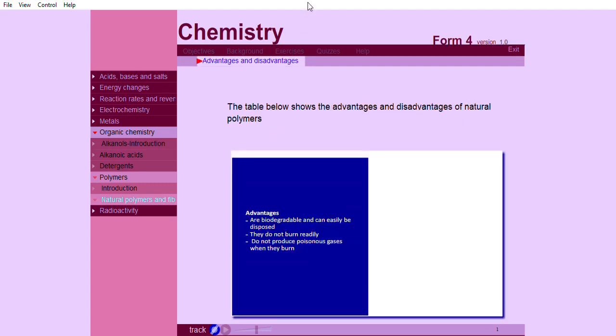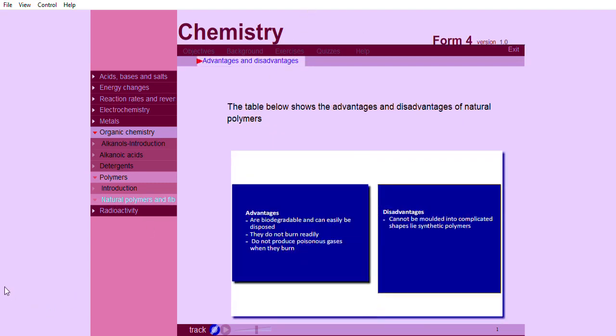The table below shows the advantages and disadvantages of natural polymers and fibers.